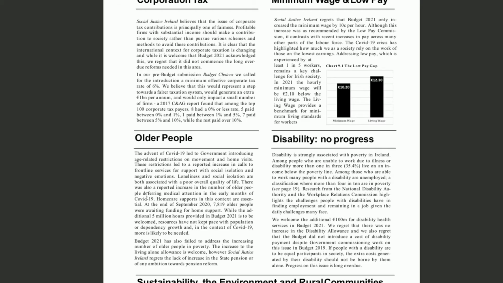Finally then, moving to page 9, we address a number of issues here, the first being corporation tax. We've consistently said that the issue of corporation tax is one principally around fairness, and that those profitable firms with substantial incomes should make a contribution to society rather than pursue various schemes in which to avoid making such a contribution. We do welcome that the Minister acknowledged the change that is coming in terms of corporation tax as a result of the OECD process. We regret that government did not take a lead in this area and introduce a minimum effective corporate tax rate of 6% as we proposed in Budget Choices.